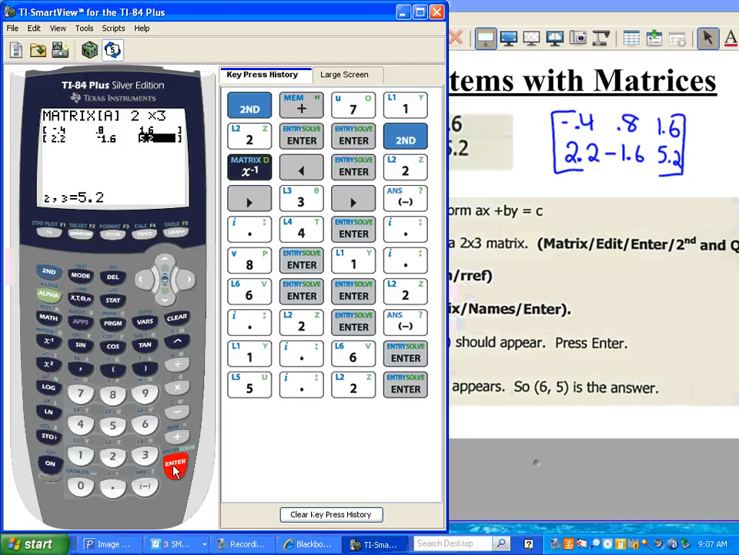We now need to hit second quit. So second mode allows you to quit. We need to go back to the home screen. Go back to matrix. Second x to the negative 1.